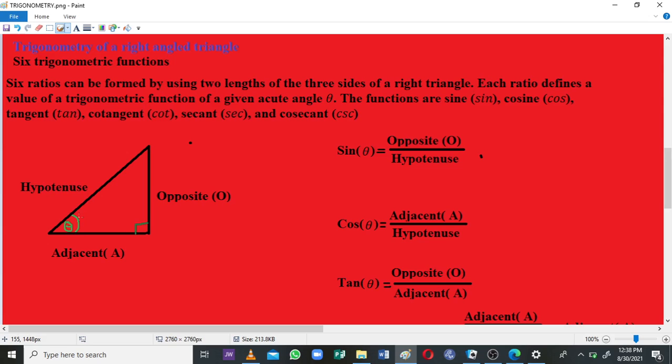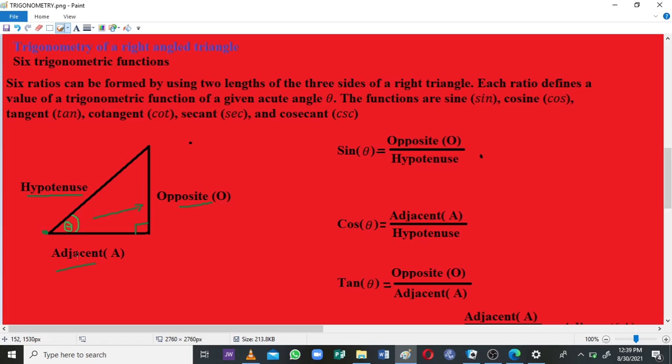Depending on the corner, or rather the position of the angle, the sides we have, except the hypotenuse, the opposite and the adjacent, will change. In this case, we have this acute angle at this point. The side which is opposite to the acute angle is called the opposite side, and the one which is perpendicular to the angle is called the adjacent.